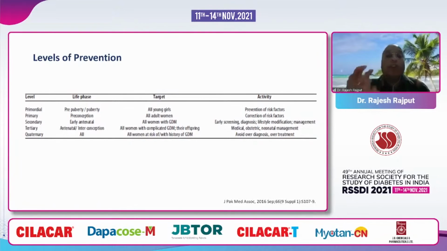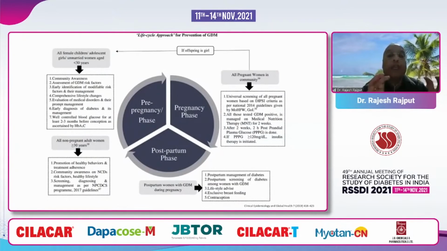Before I conclude, when we talk of prevention of GDM, we have to think of a life cycle approach. Life cycle approach means at which stage of life we are seeing the individual and what are our health resources. In the life cycle approach, in pre-pregnancy, if we are seeing all females, children, adolescent girls, and those unmarried girls who are less than 30 years of age, they come under the pre-pregnancy phase. And in all these individuals, there is a need to initiate community awareness, assessment of risk for GDM, and initiate early therapeutic lifestyle changes, and then only we can decrease the incidence of GDM in our society.